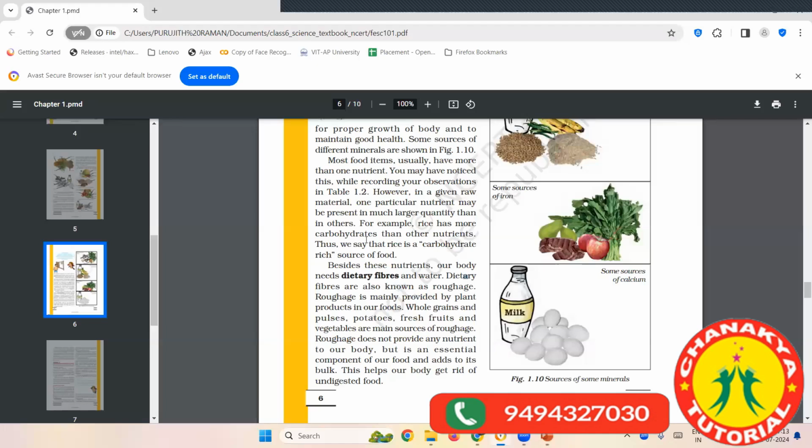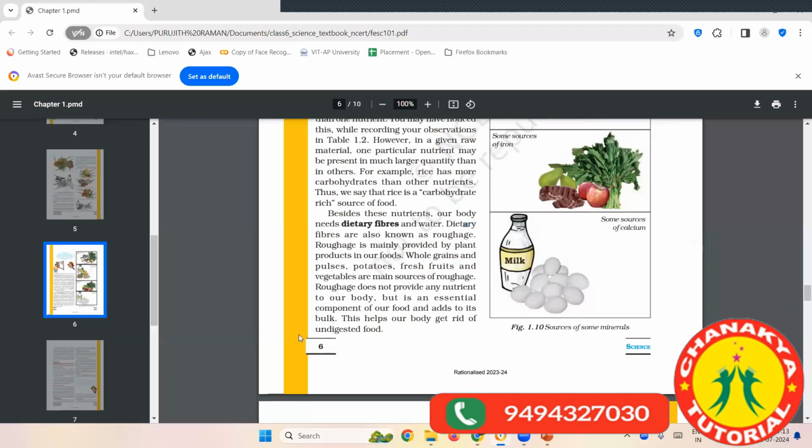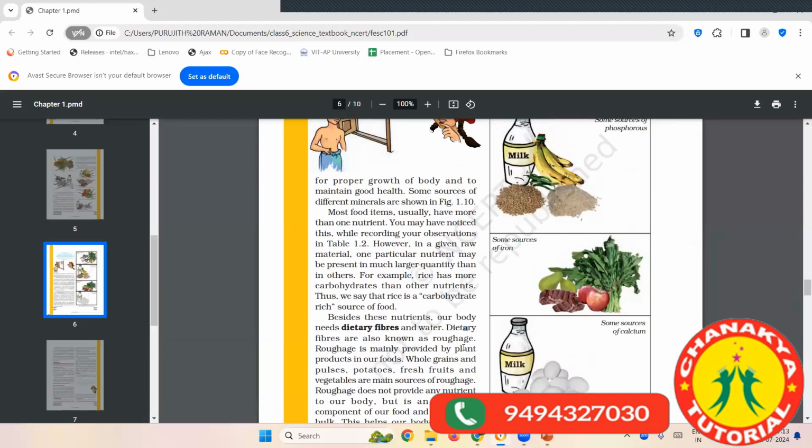Roughage does not provide any nutrient to our body, but it is an essential component of food and adds to its bulk. This helps our body to get rid of undigested food. So we have to eat certain things in our day-to-day life. For example, badam, pista, they are all rich in fibers. Those are also very important in our food menu.